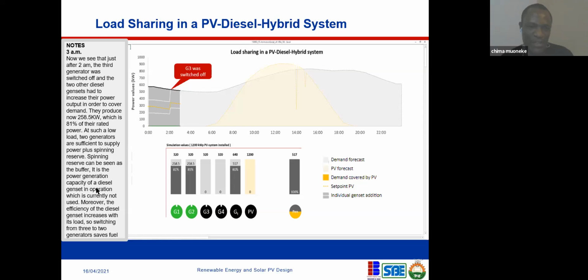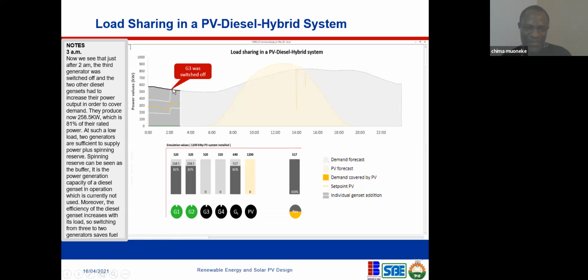Diesel generator in operation, which is currently not used. Moreover, the efficiency of the diesel generator increases with its load. So switching from 3 to 2 generators saves fuel. I hope we understand what happened here.